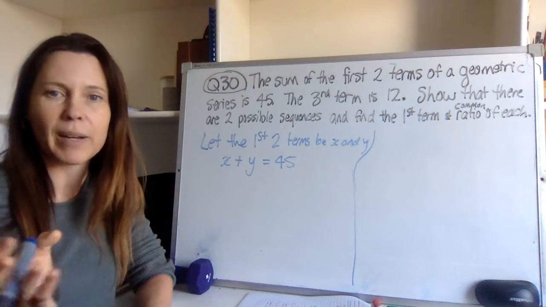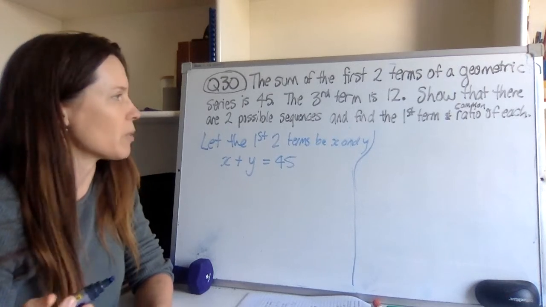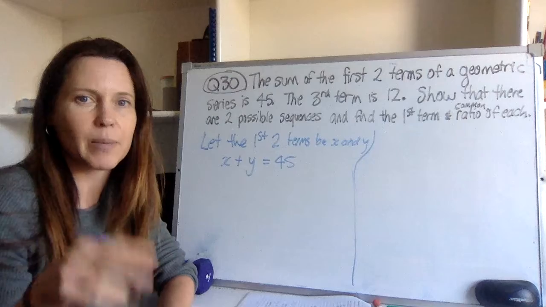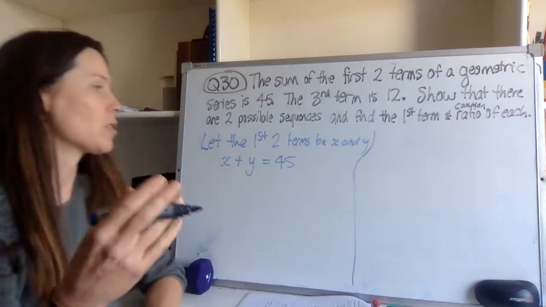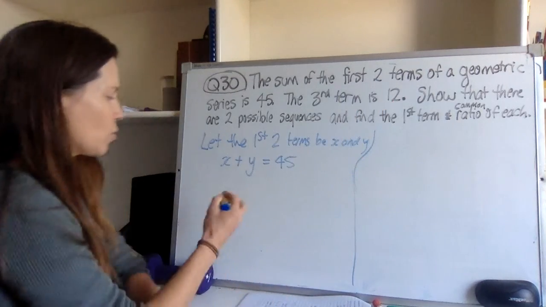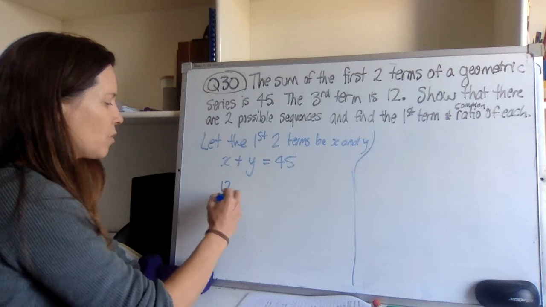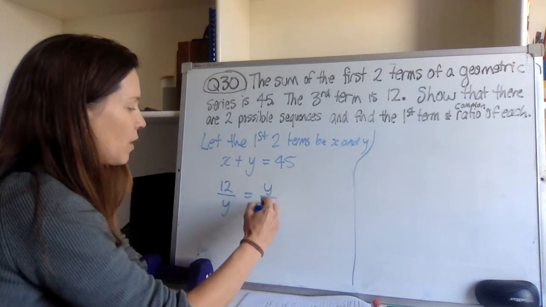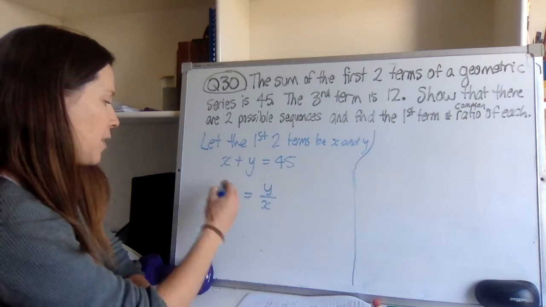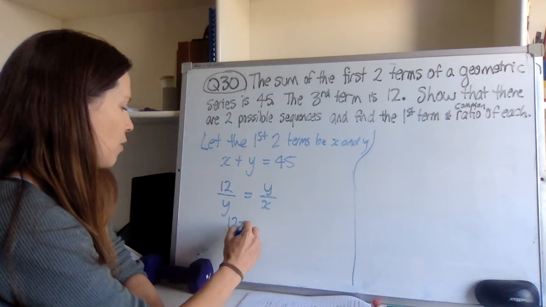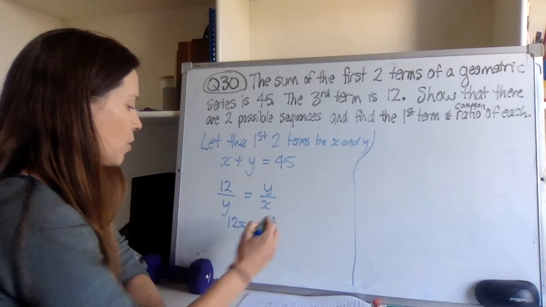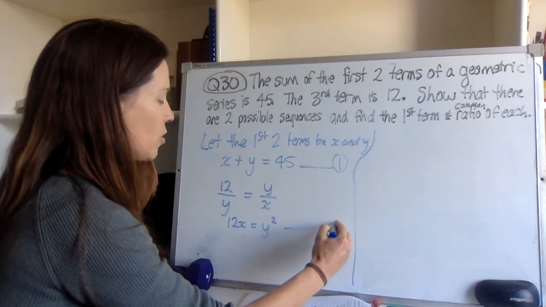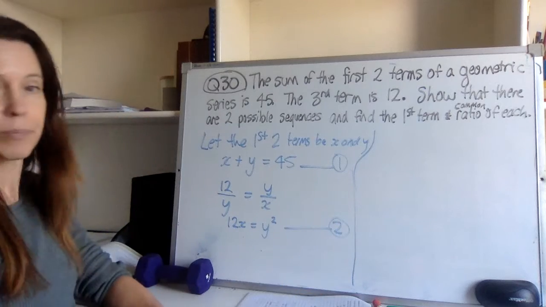The other thing we know about a geometric series or a sequence is that the third term divided by the second should be exactly the same as the second term divided by the first. So if we know that the third term is 12, then we can say 12 divided by the second term must equal the second term divided by the first term. And if I tidy this up, that gives me 12x is equal to y squared. So I've got two equations here, and now I can just solve them simultaneously.